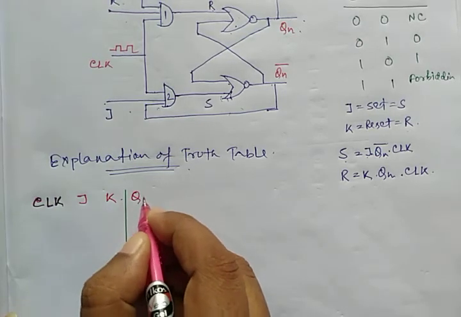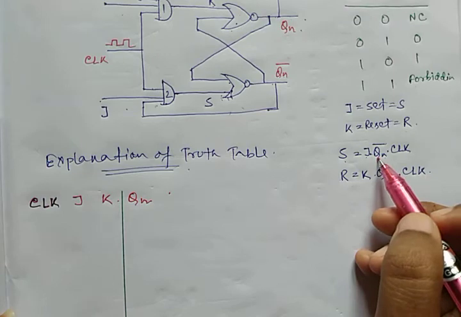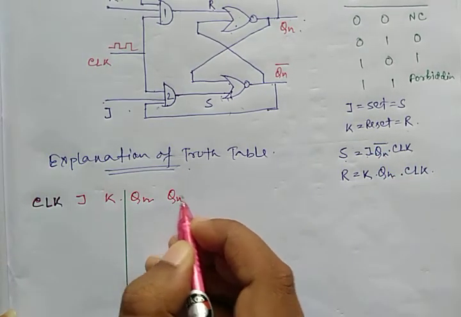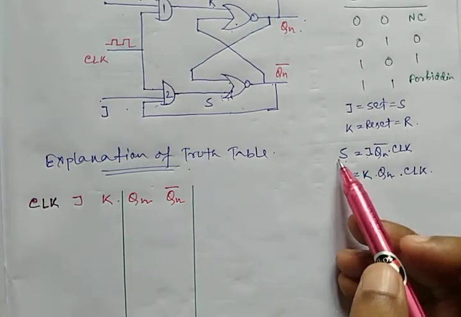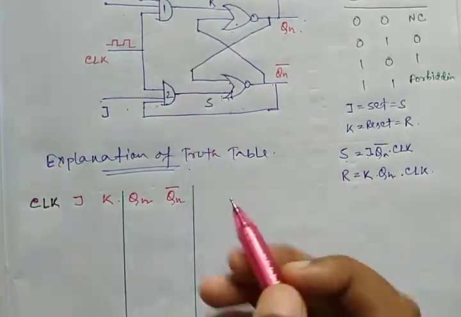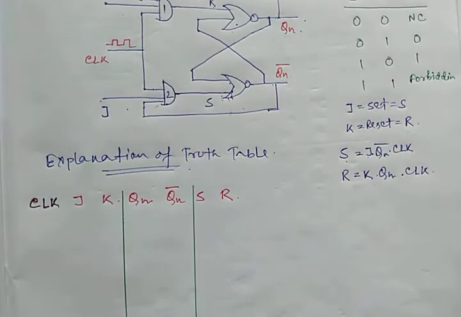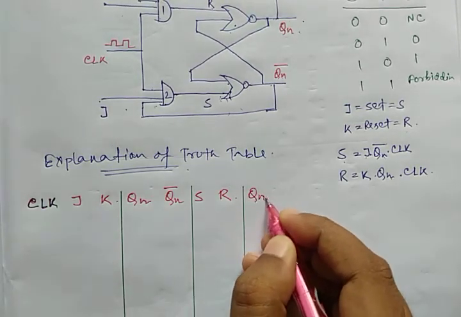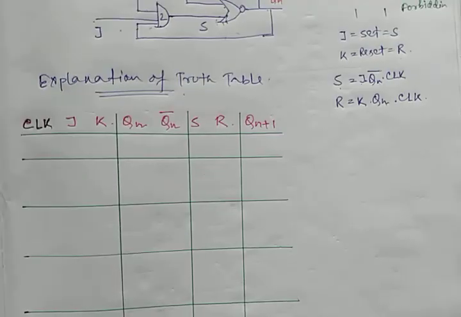Now one is for Qn. We have to check both the inputs. Here we need both inputs Qn and Qn bar, so we should write Qn and Qn bar. This leads to the S and R values, S and R, and this gets the Qn plus 1. Now let us check the conditions.